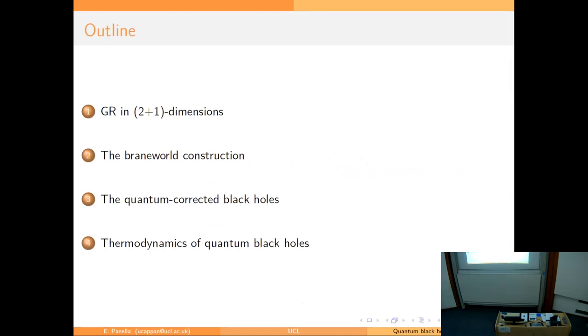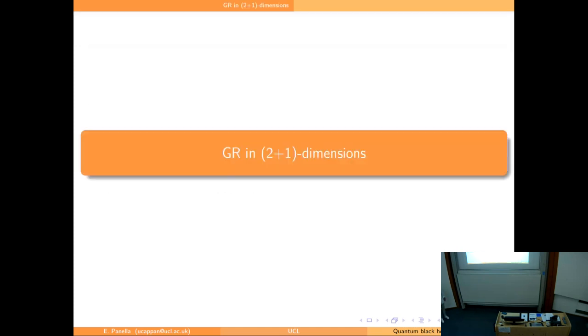This is the outline of the talk. I'll first say a couple of words about GR in 2+1 dimensions, then give some way to construct these quantum-corrected black holes, and then maybe we can play about with them in the thermodynamics a little bit.